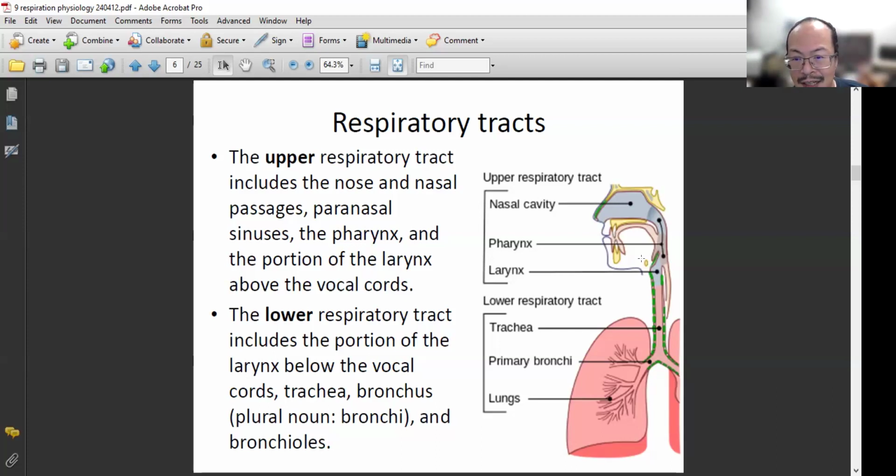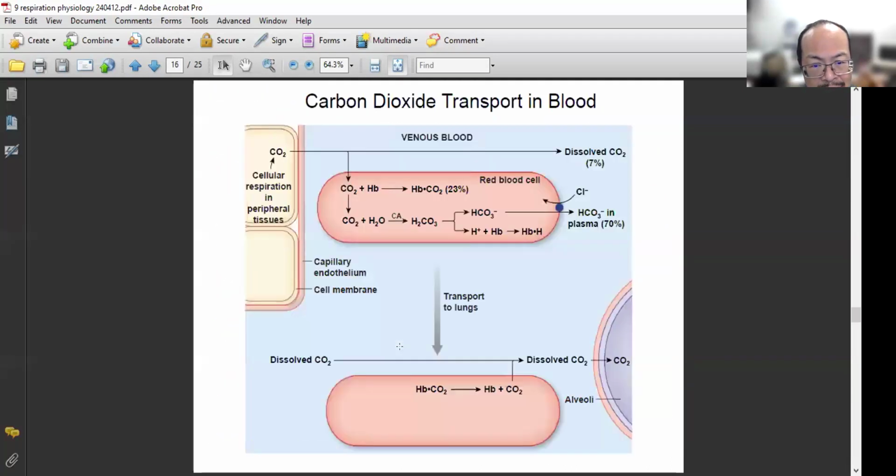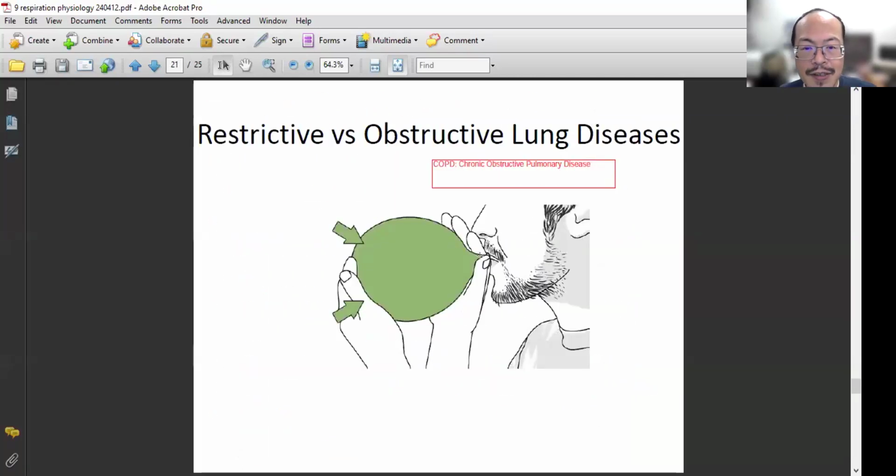If it's not the airway, and the lung cannot expand, we call it hardened. Basically, it's hardened. We call it restrictive lung disease. So those are the two types of disease. Let's go back here. Obstructive lung disease is the airway. Restrictive lung disease is that the lung cannot expand. All right, so we have these two types of disease.